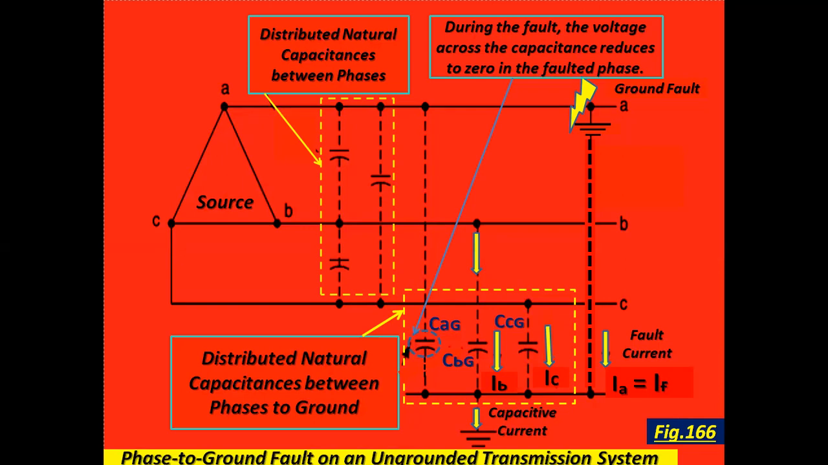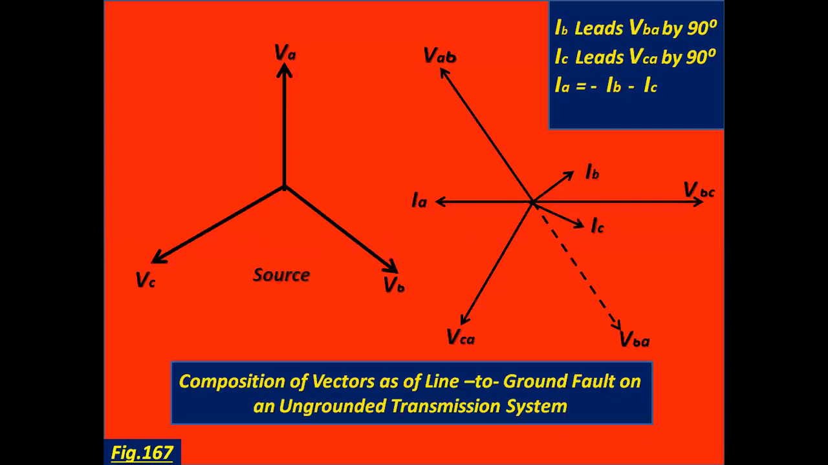Now the same in another drawing, that is phase to ground fault on an ungrounded transmission system. There is distributed natural capacitance between phases, and these are distributed natural capacitances between phases to ground. During the fault, the voltage across the capacitance reduces to 0 in the faulted phase. Composition of vectors for a line to ground fault on an ungrounded transmission system, where IB leads VBA by 90 degrees, IC leads VCA by 90 degrees, and IA equals minus IB minus IC.